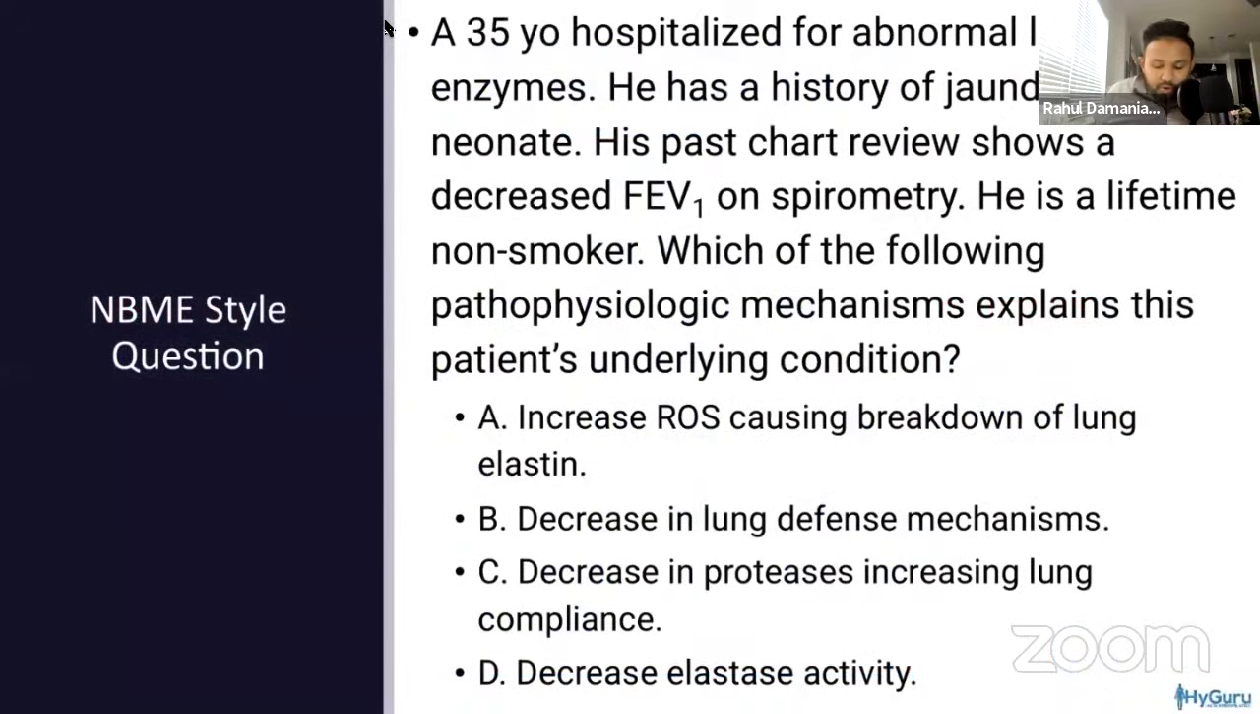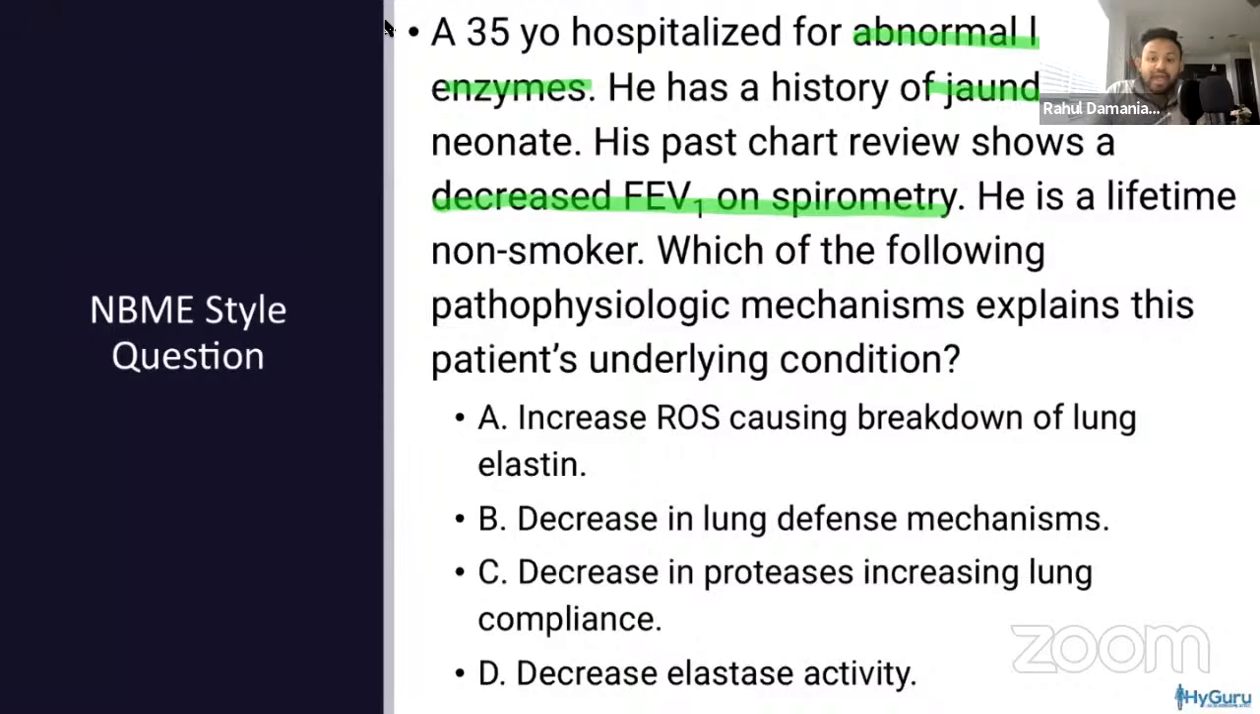A 35-year-old male is hospitalized for abnormal liver enzymes. He has a history of jaundice as a neonate. His past chart review shows a decreased FEV1 on spirometry. He is a lifetime non-smoker. Which of the following pathophysiologic mechanisms explains this patient's underlying condition?